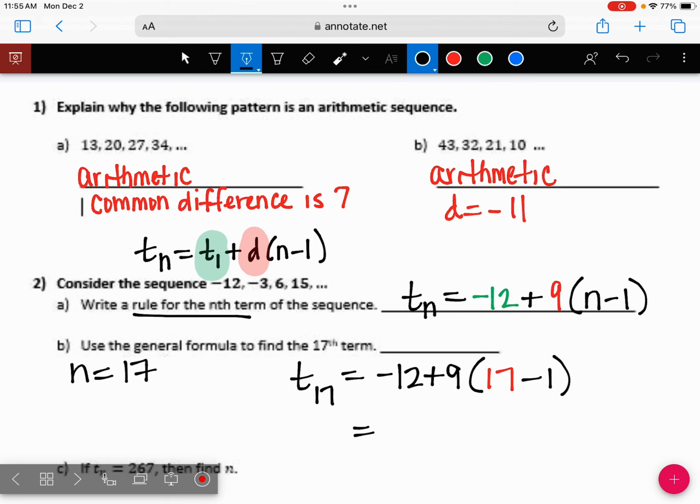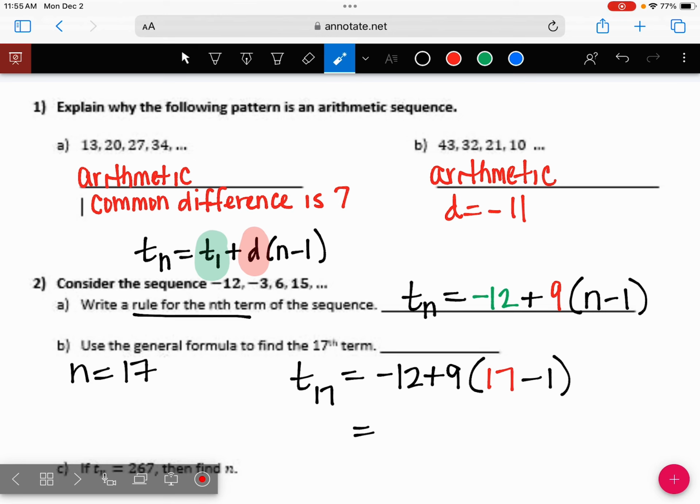Y is the general rule itself. So if you look at that T1, if you start off by putting a 1, 1 minus 1 will be 0. 0 times 9 is 0. So that'll give you your first term. So that's just our formula. So what did you all get?